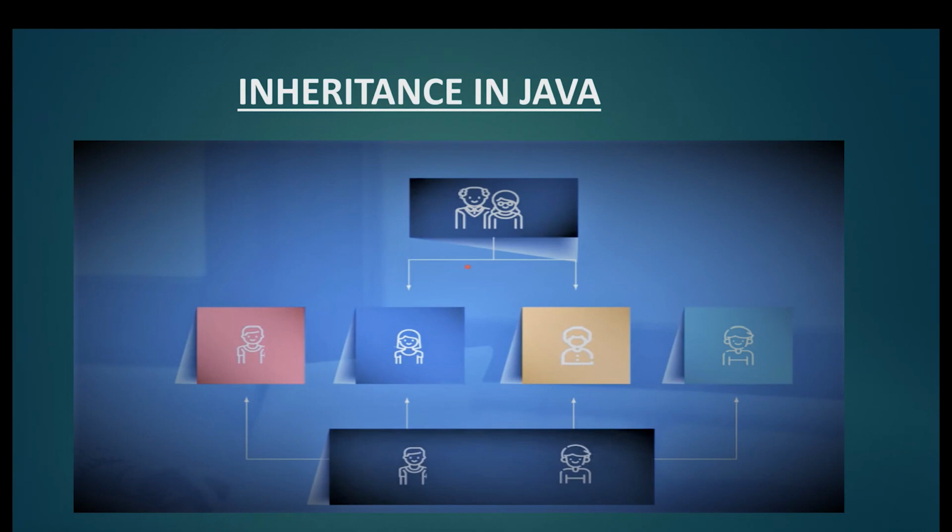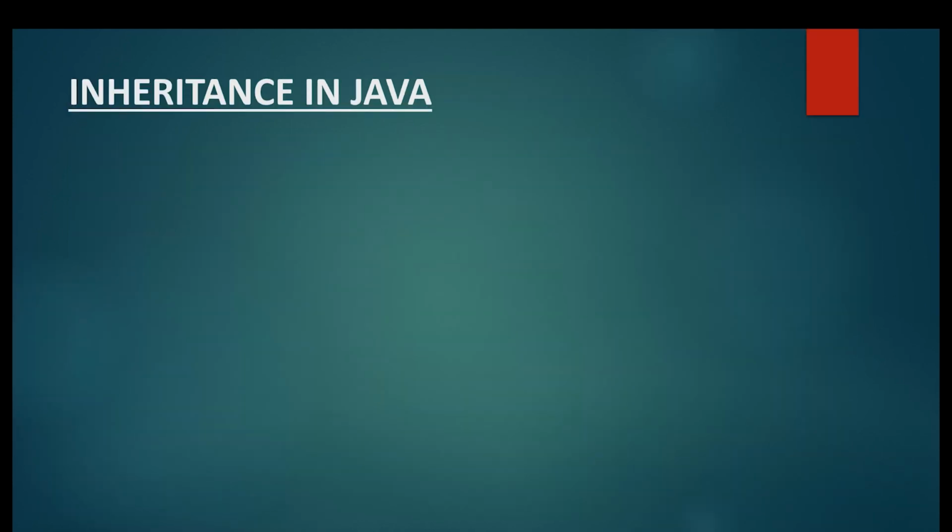So, as I said, inheritance is a fundamental concept of object-oriented programming. It allows us to create new classes that are based on existing classes, which means the functionality that has already been built, you can build on that by using inheritance. Okay, let us take an example to understand this inheritance in Java.